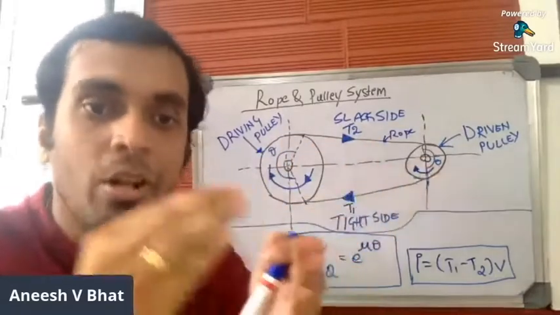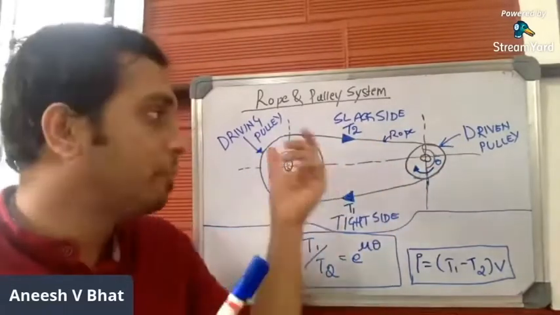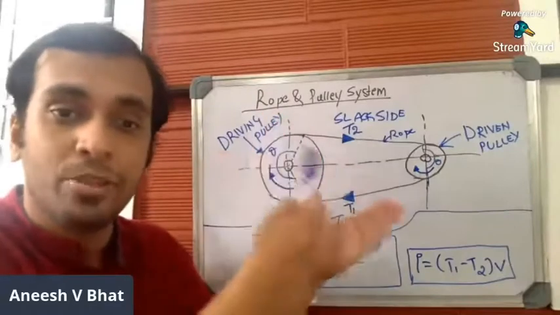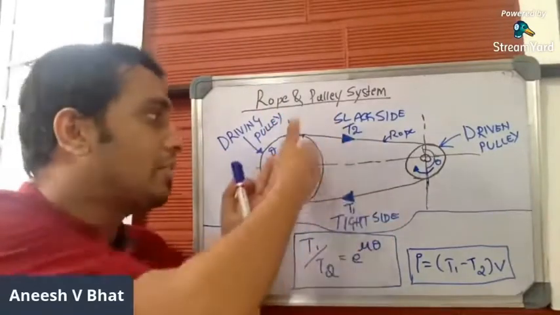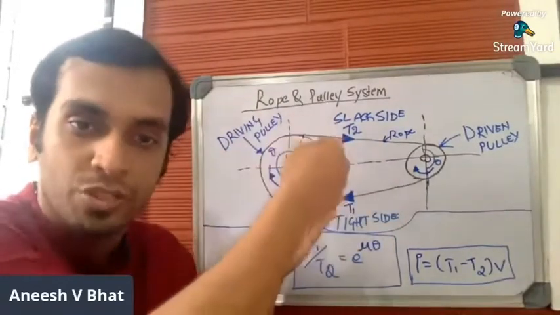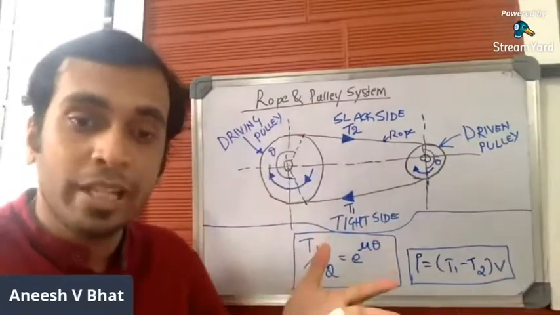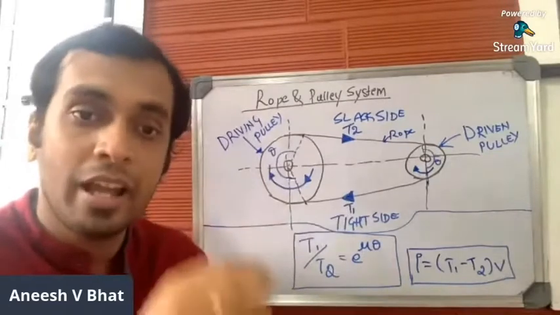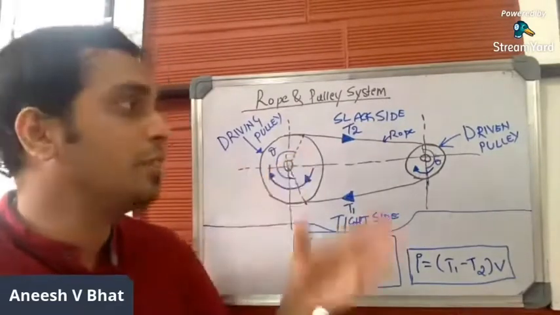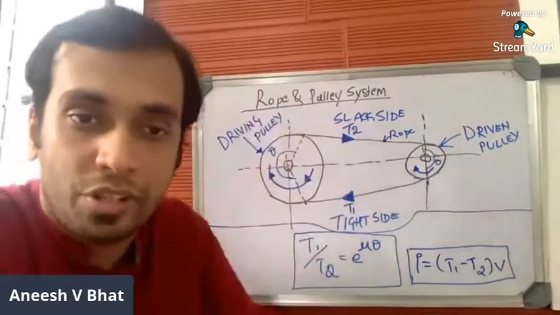So when rope is in contact with a particular pulley, let us consider pulley as a surface. When rope is in contact with a particular surface, and if the surface moves, there is a friction between rope and pulley. So the rope in contact with the pulley moves, and since it moves, there is a friction between rope and pulley, and we'll be going through the friction.